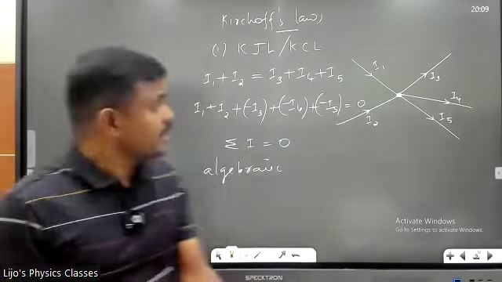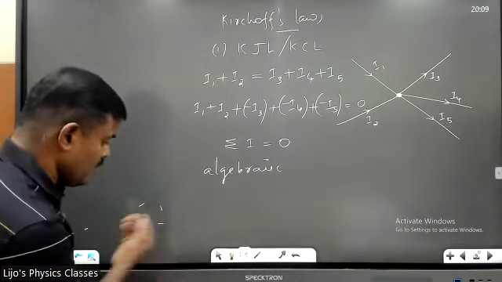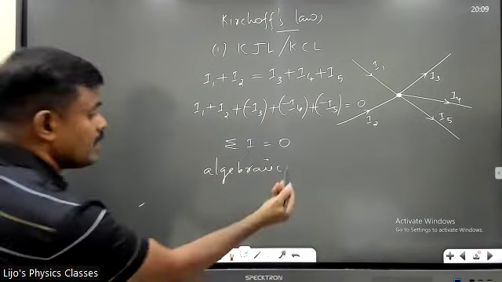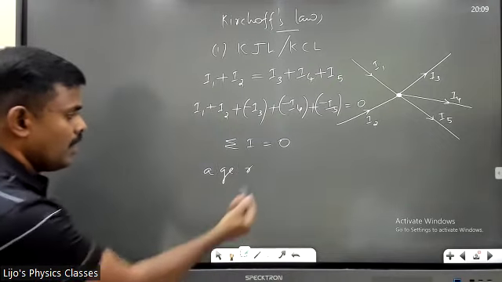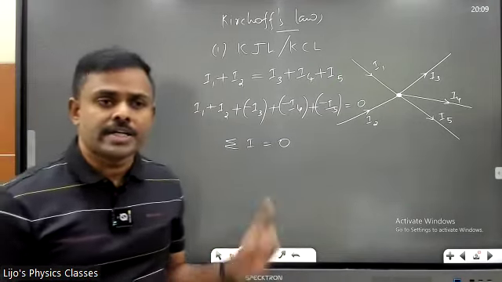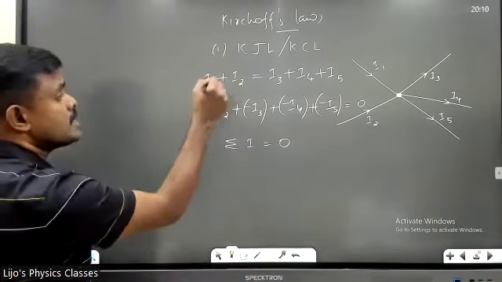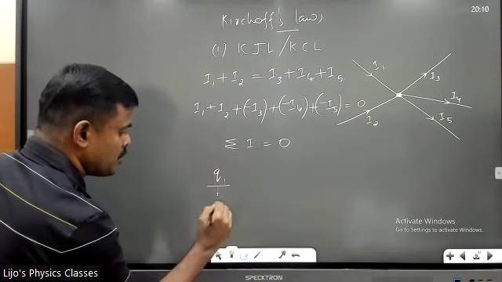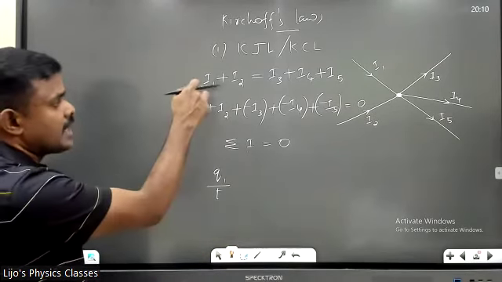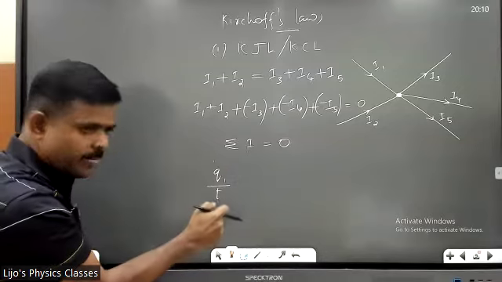Got it? All right. So this is Kirchhoff's junction law. What is Kirchhoff's junction law? The algebraic sum of currents reaching a junction is equal to 0. Let me show you something. You know, this I1 may be written as Q1 by T, right? Current is equal to charge divided by time.